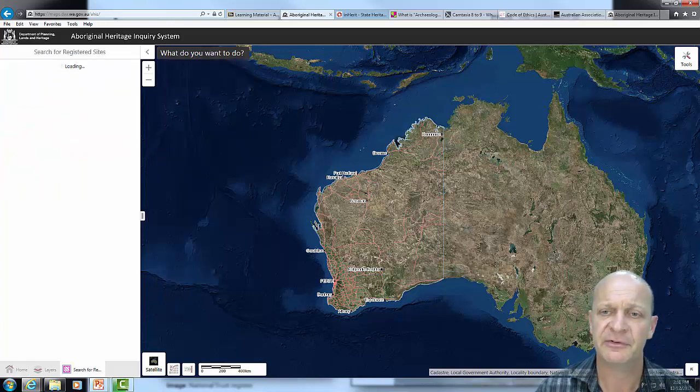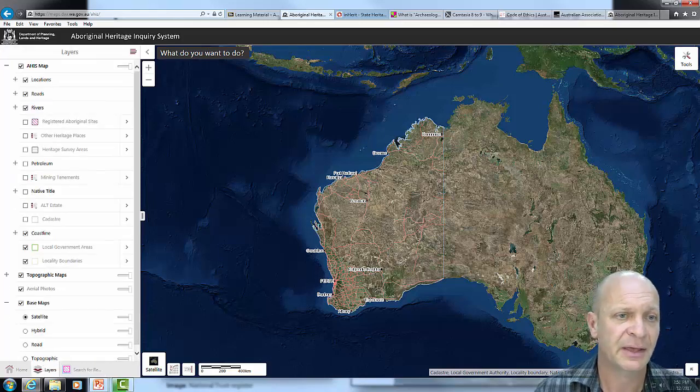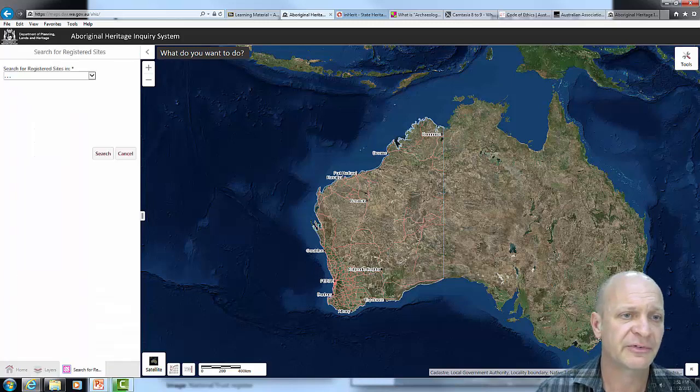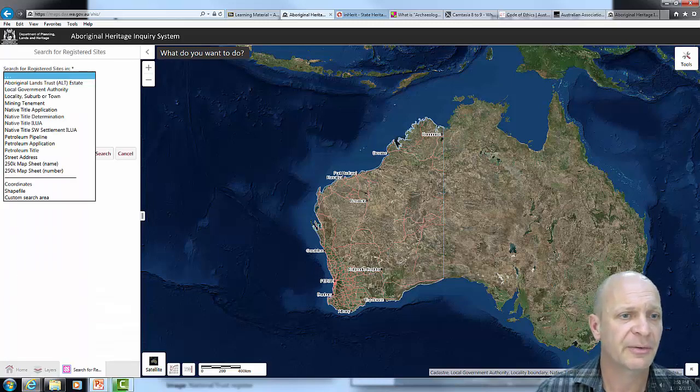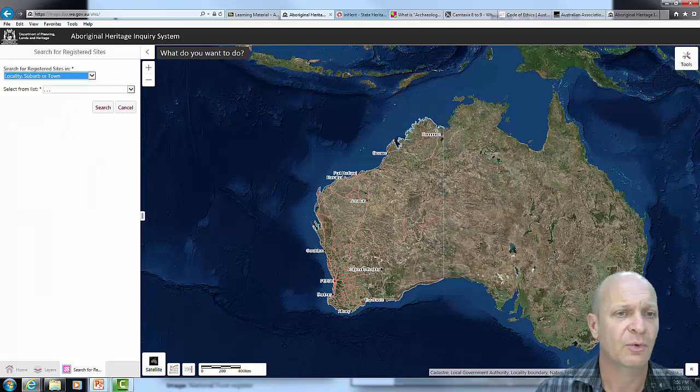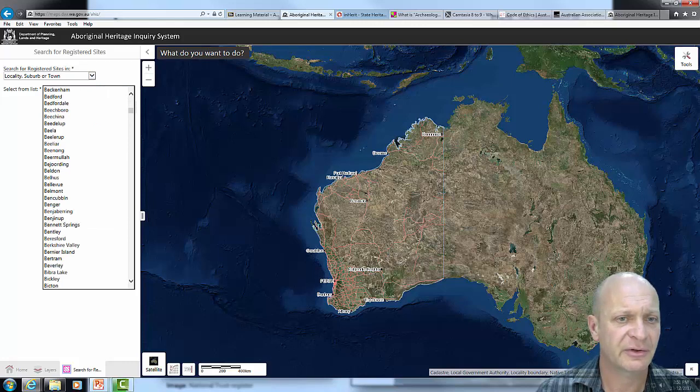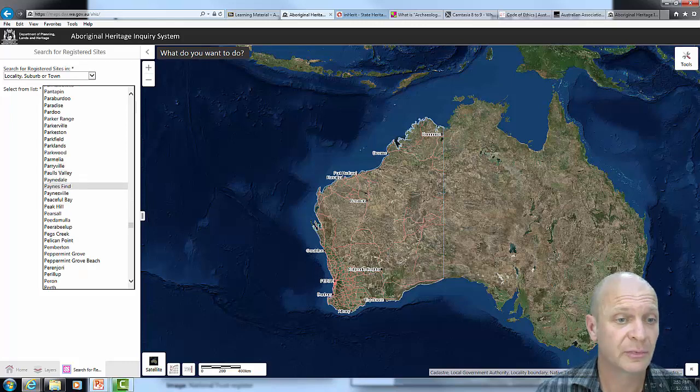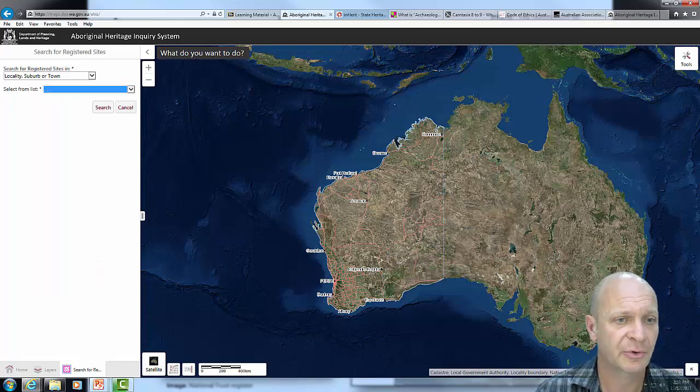It'll load. Remember, this is specific to Western Australia only. This is the Western Australian Department of Planning, Lands and Heritage. That said, it is a third of the country, so it's pretty big. Let's do it. So registered Aboriginal sites. We want to search for them in, let's call it a locality, suburb or town. The one we want to have a look at, and we go down, down, down to Perth. Perth, where'd Perth go? Right at the bottom. So we go to Perth, and let's go search.